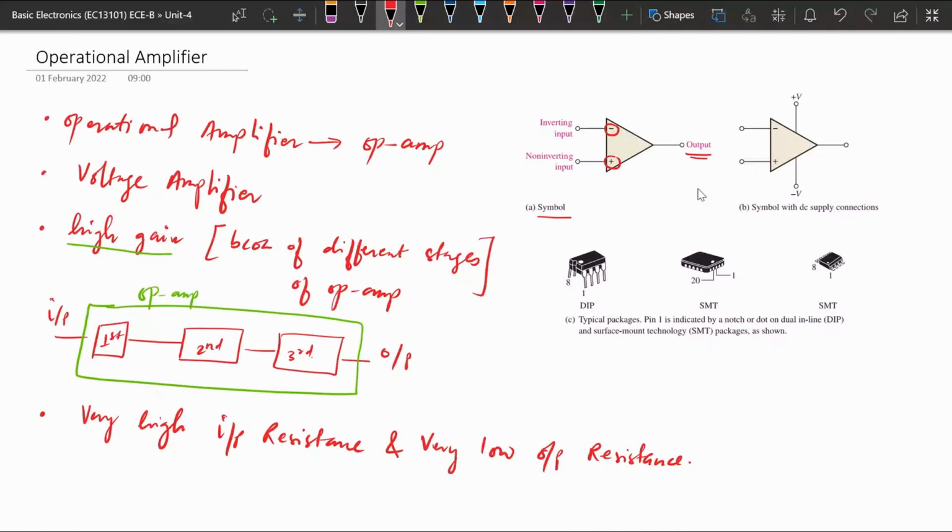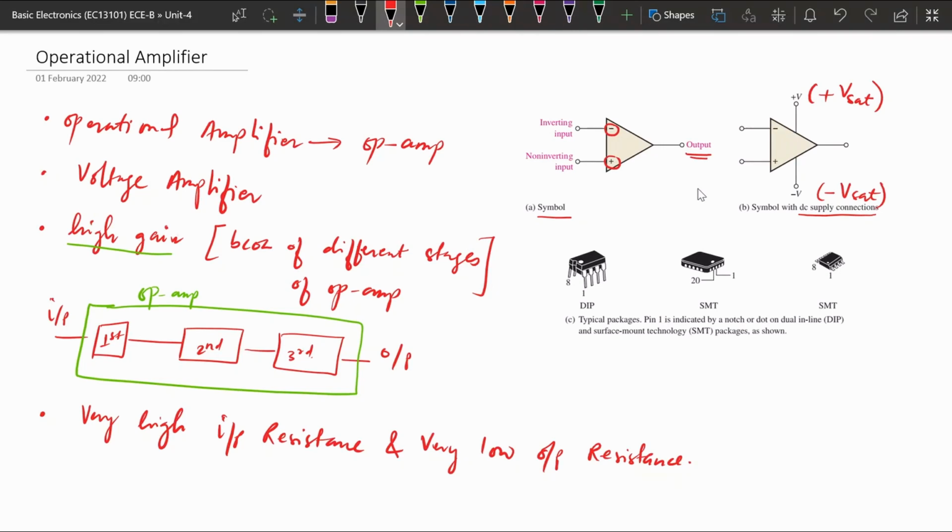If we go with the complex one, this is another symbol. Here the DC supply connections are shown. These two are the inputs and this is the output. To operate this, two different supply voltages are used. One supply voltage is considered as plus V, and another one is minus V. This plus V is also called plus V saturation. In the negative direction, instead of connecting to 0, it is connected to a negative voltage, that is minus V set.